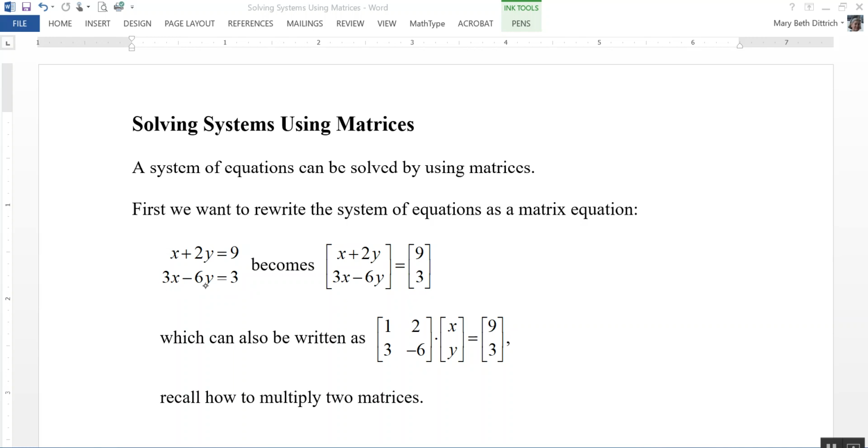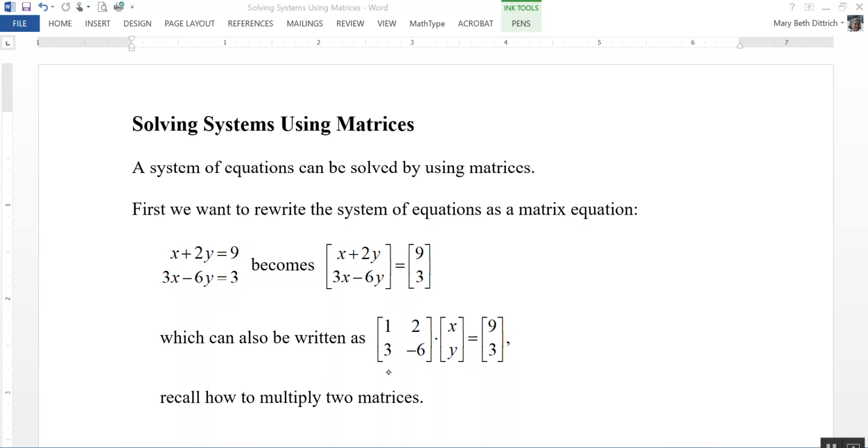Notice that I took the elements that are to the left of the equal sign and put those in a 2-row, 1-column matrix. And then I took the two elements that are to the right of the equal sign and put those in, again, a 2-by-1 matrix, which can also be written as this matrix equation. Basically what we did was we undid the multiplication that was going on.